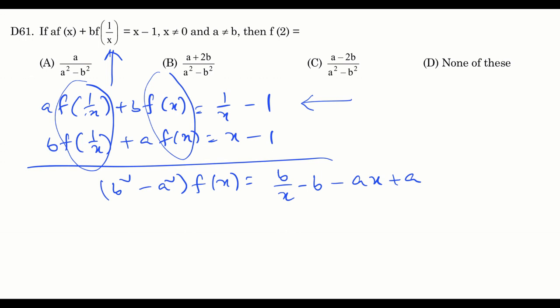Now you can write f of x from this, and then from that you have to write f of 2. That means in the place of x you need to write 2, and you can do that, and then you can see that it is not matching with any of the options. Therefore the answer is option D.